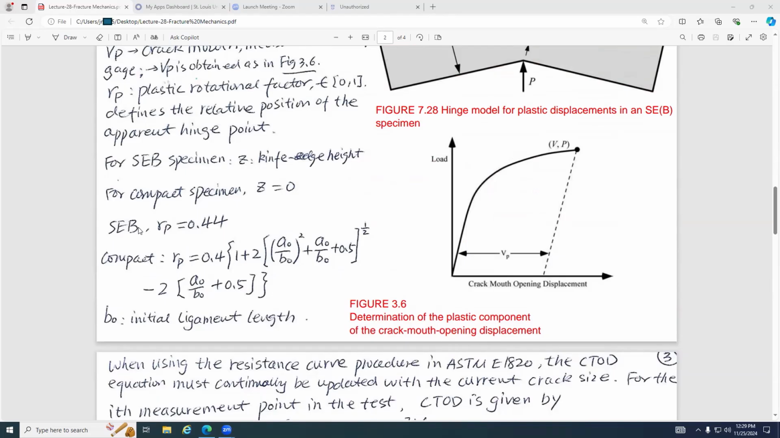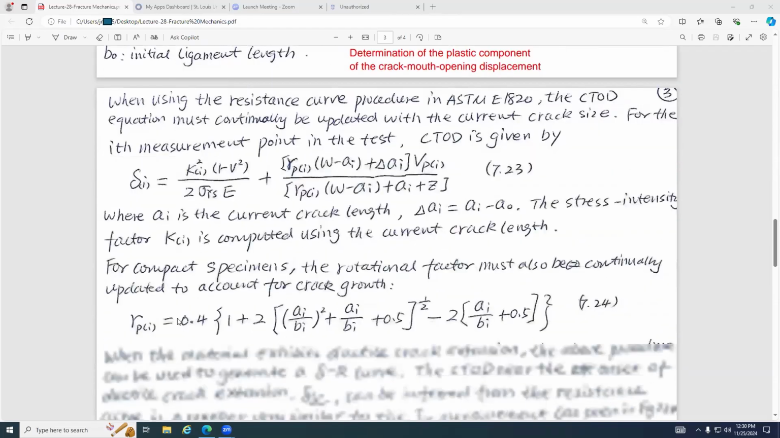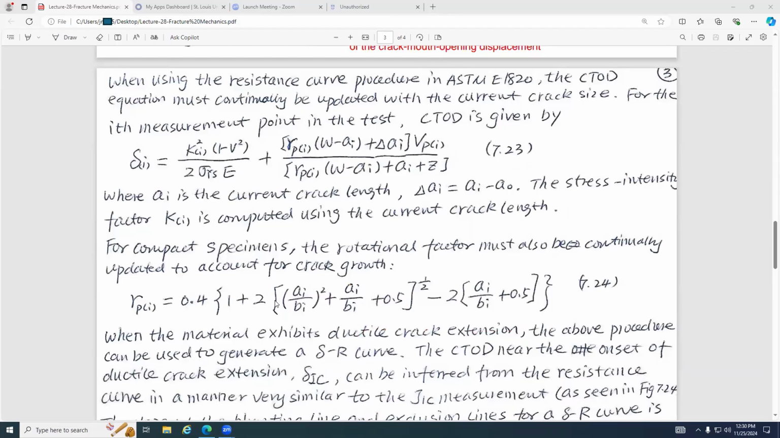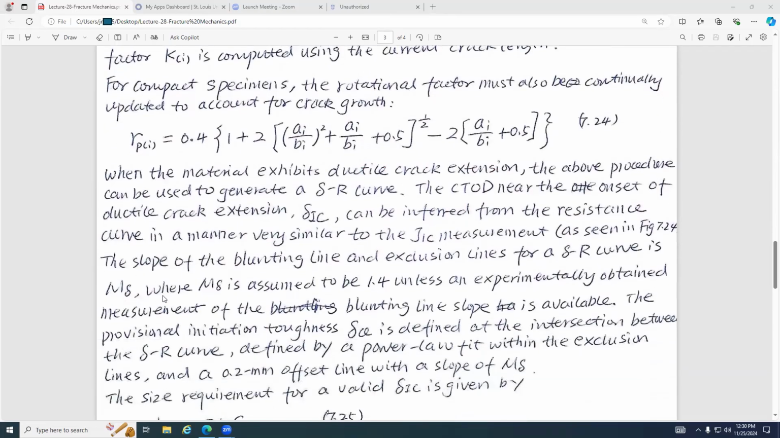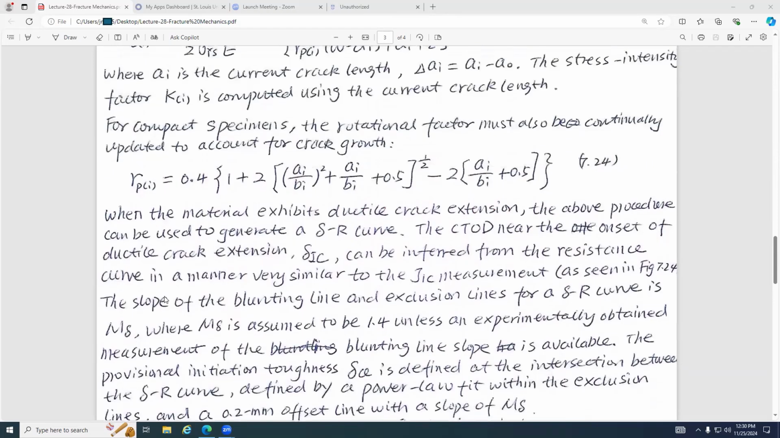However, for the SENB, RP is constant. For the SENB, you do not need to update your RP, which is always equal to 0.44. That's the reason. And here, you need to update RP as well. Questions?